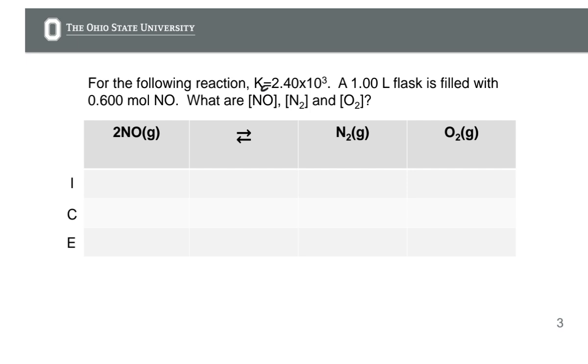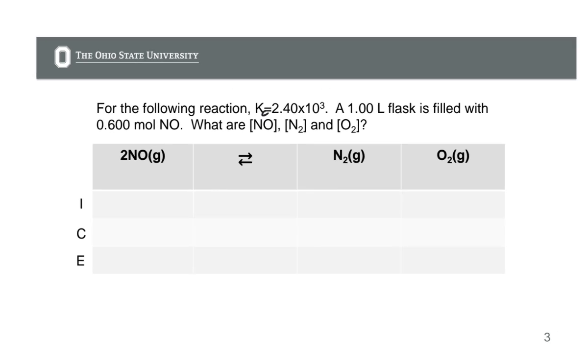Okay, so here's another one. We have a reaction where we are given the equilibrium constant. So Kc is equal to 2.4 times 10 to the third. And we have a 1 liter flask that's filled with 0.6 moles of nitrogen monoxide, and we want to know what the equilibrium concentrations of all of these species are. Okay. Would you all like to try this one out?